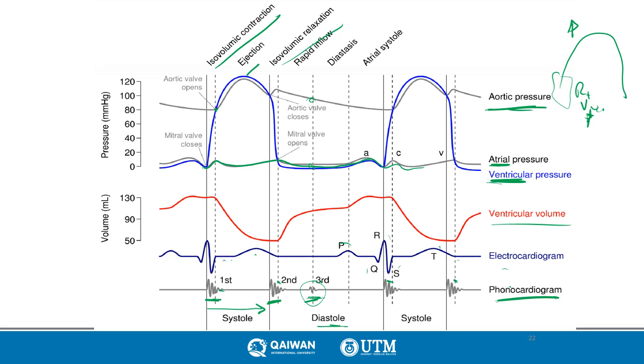We can also see the range of changes in terms of valve opening and closure. The aortic valve opens at this point. Before that, the mitral valve will be closed. So there is a time gap between them, and this will allow the transfer of blood from the atria to the ventricles.